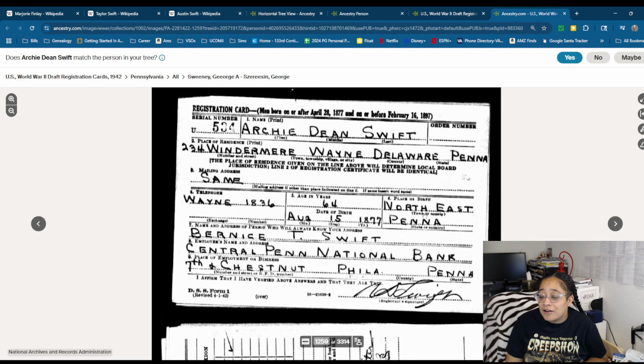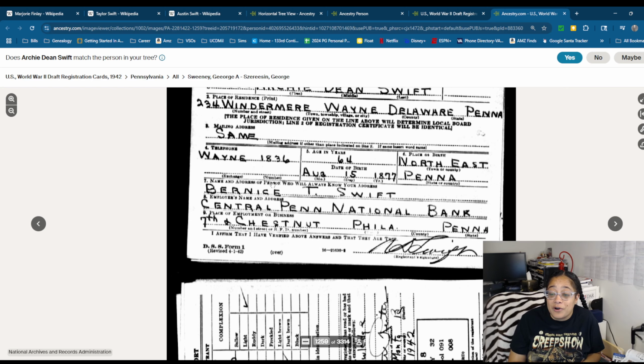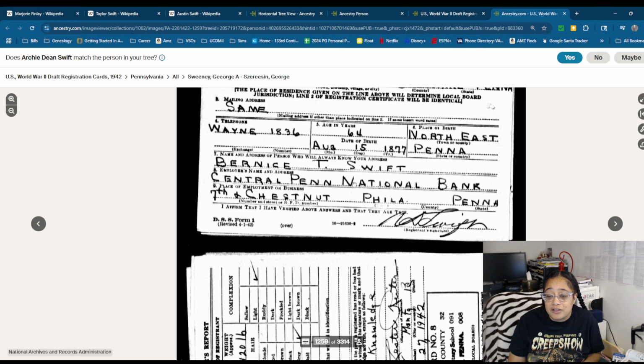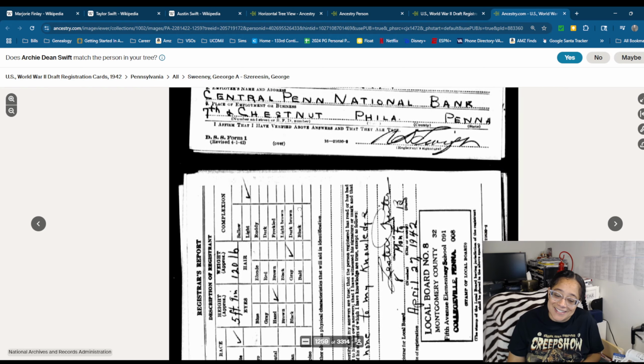So this says town or county. I don't know all the towns in Pennsylvania, so I'm like, is he just saying he was born in the Northeast area of Pennsylvania, or is this actually a town in Pennsylvania? It could be either one of those things. And then he says, name and address of person who will always know your address, Bernice T. Swift. So he was already married, and working at the Central Penn National Bank. So we definitely know this is the same person, right? We are looking for the same guy.